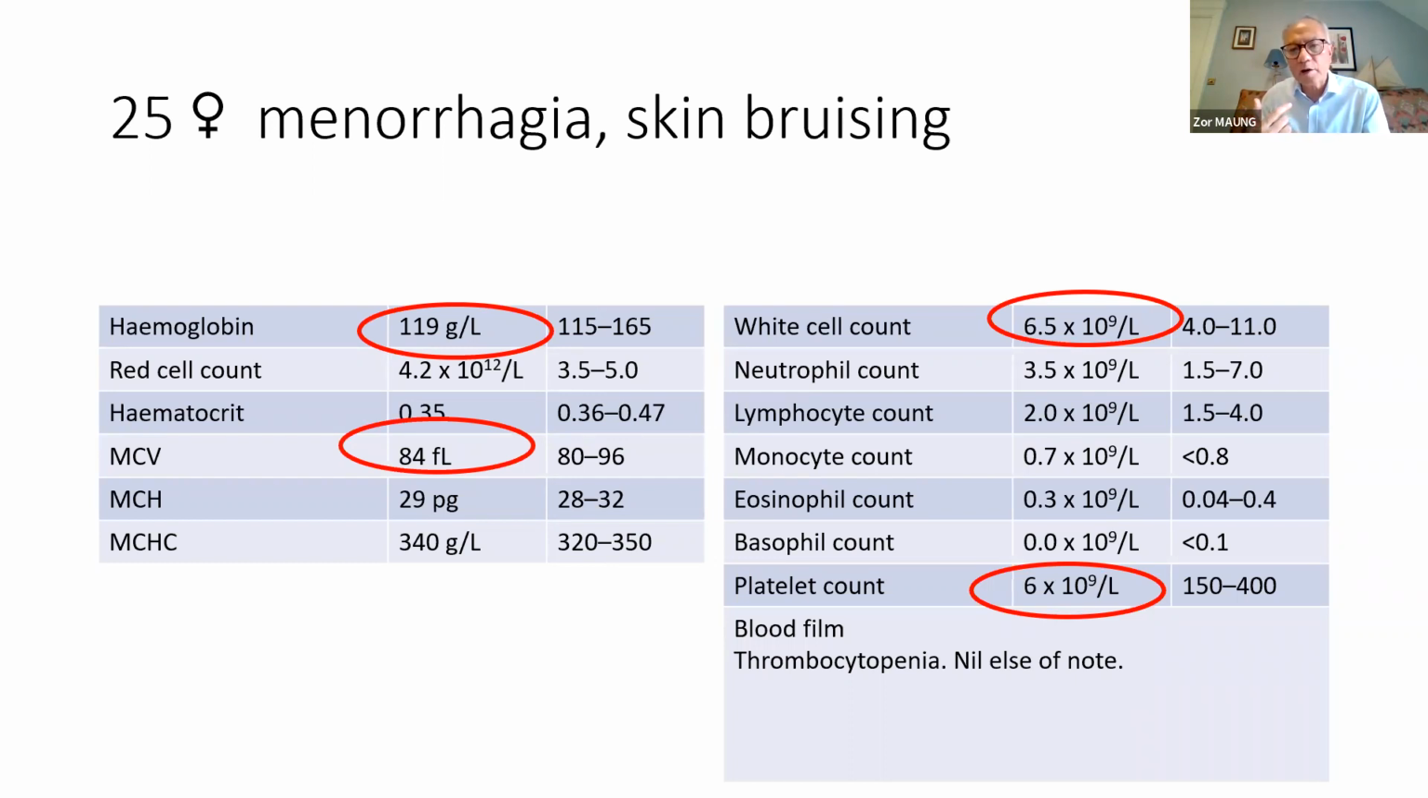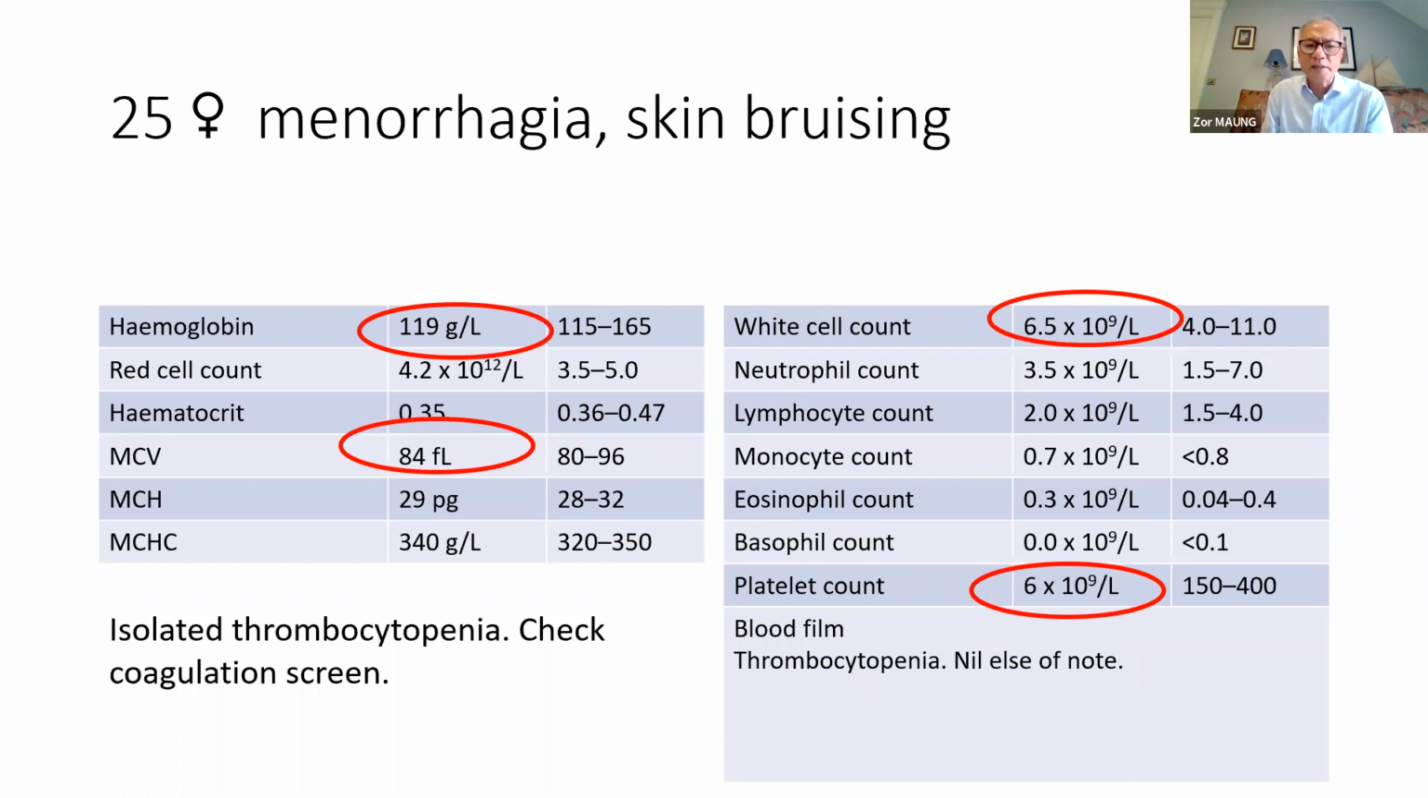Hemoglobin and white cell count are normal, and only the platelet count is reduced, and the blood film shows no abnormalities. So primary bone marrow disease is less likely, but it is more likely to be autoimmune thrombocytopenic purpura, or ITP. ITP is a likely cause. Another likely cause is disseminated intravascular coagulation, or DIC, which could cause thrombocytopenia alone. So check the isolated thrombocytopenia. To exclude DIC, if you see thrombocytopenia, check the coagulation screen.